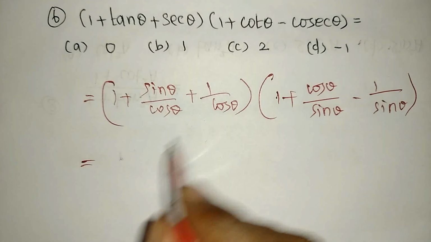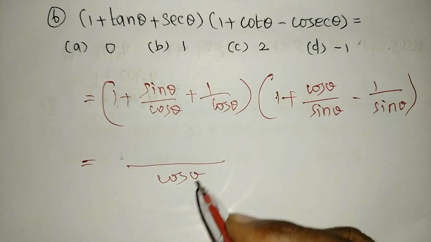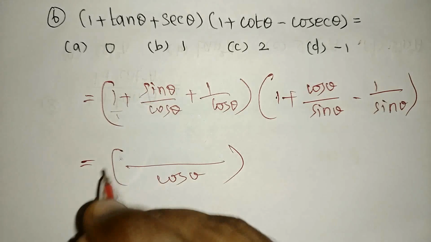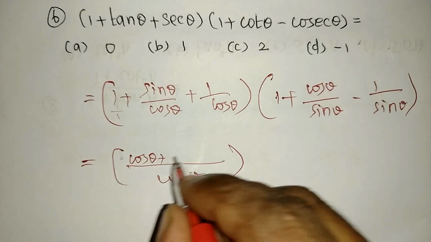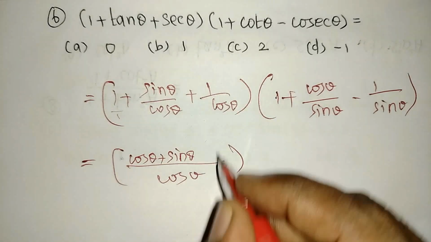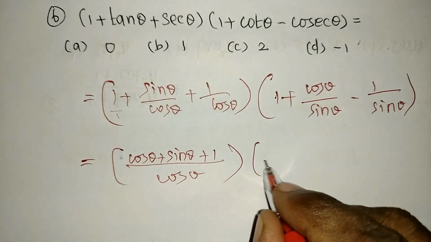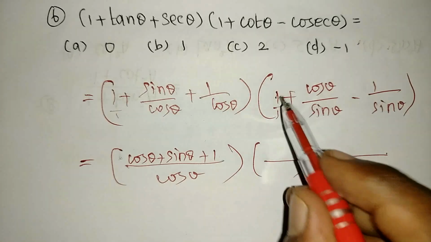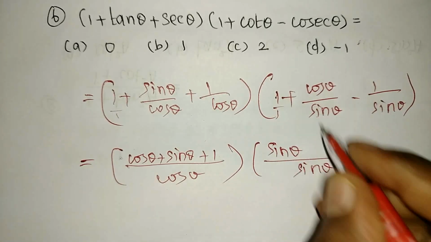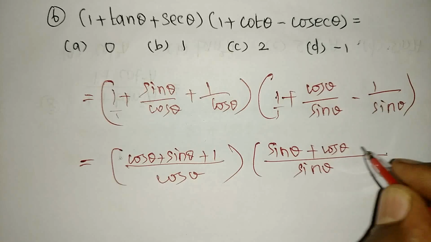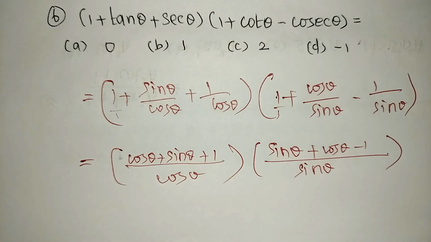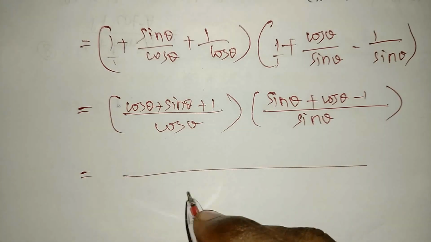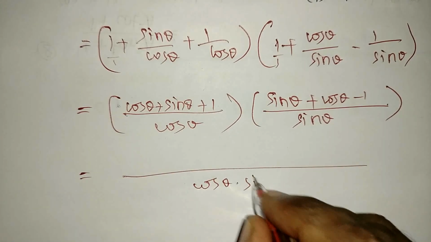Here we have cos theta, so I'm taking cos as the common denominator, but in this term nothing is there, so you can multiply 1 into cos. So cos theta plus sin theta plus 1 here. And on this side I'm going to take sin theta as the LCM, but here nothing is there, so you can multiply 1 into sin. Here cos theta, and here minus 1. That's it. Now together, this cos and sin will be multiplied, so cos theta into sin theta.